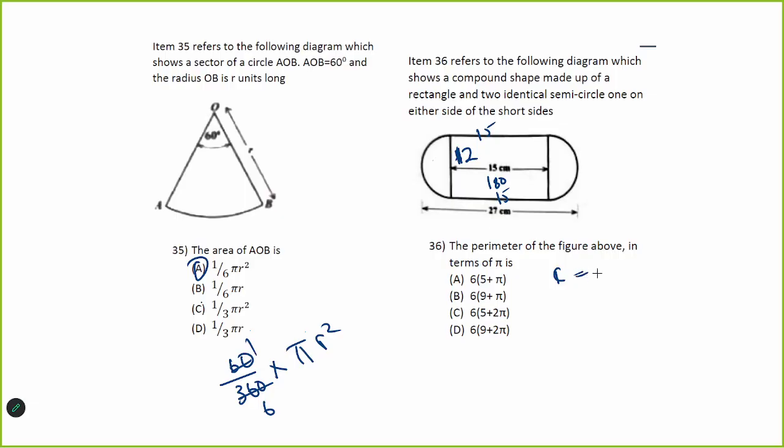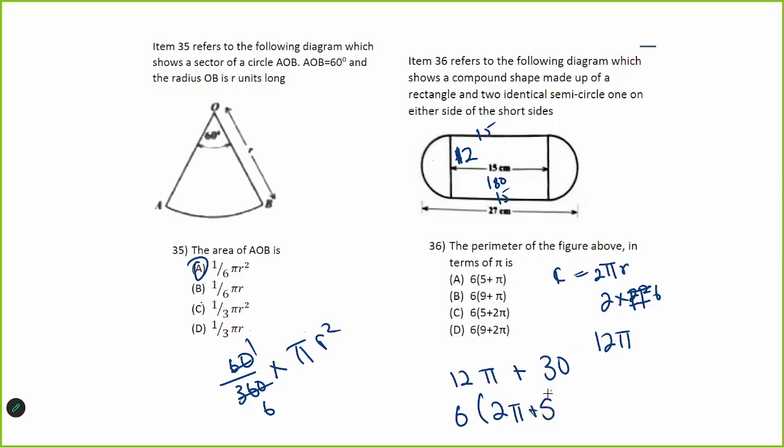Your circumference is 2 pi r, which is 2 multiplied by pi, multiplied by 6, that is 12 pi, right? So it's 12 pi for the circle, plus 15 and 15 is 30, right? Now we're going to see what 12 and 30 have in common. They have 6 in common. 6 by 2 pi plus 5. That's C, the answer. Everybody good?